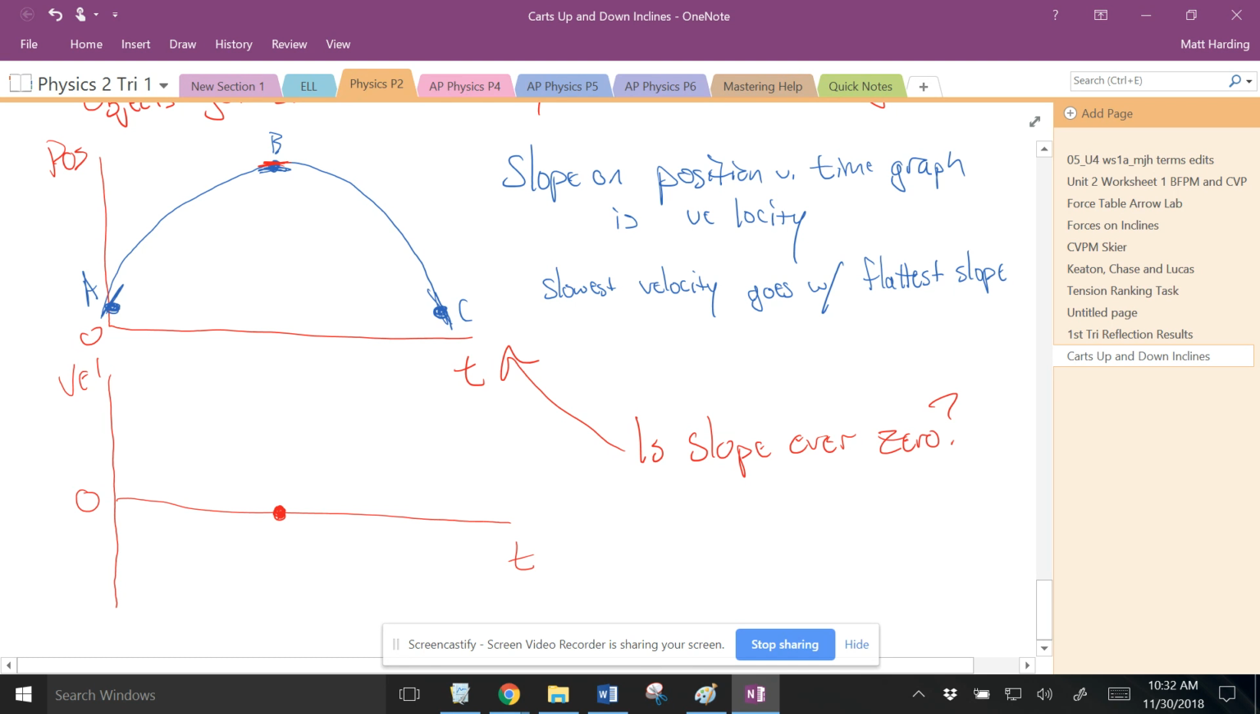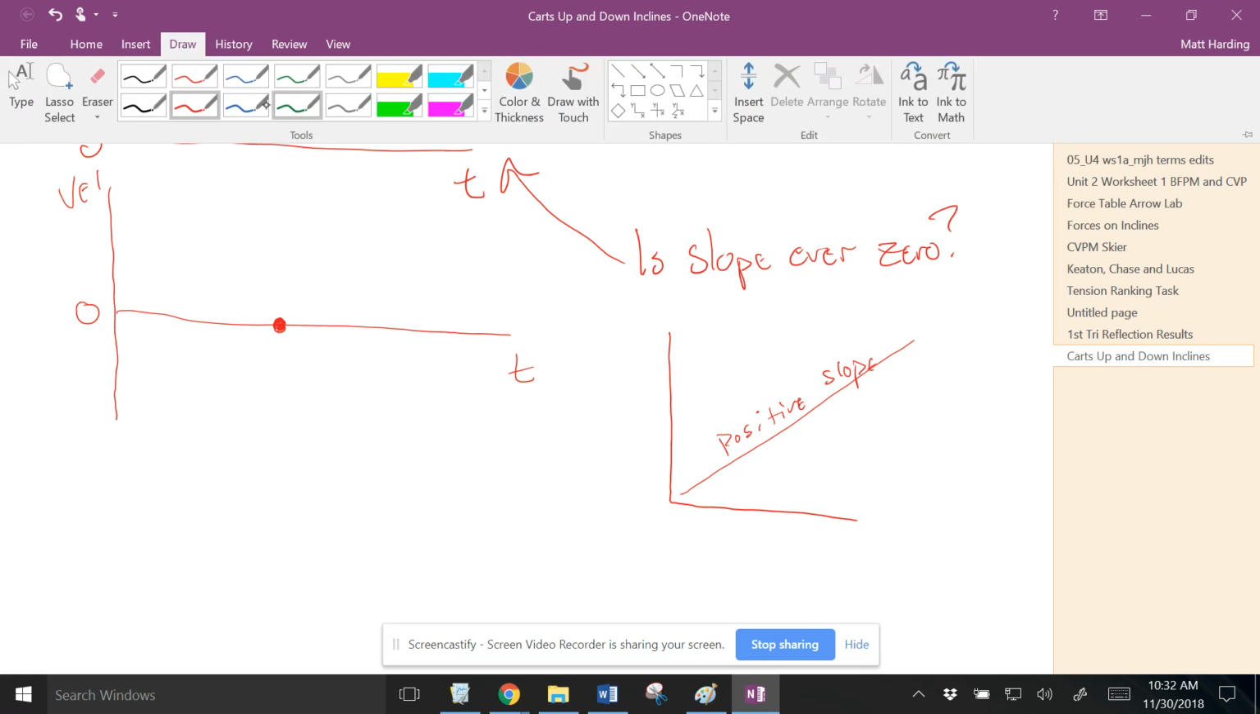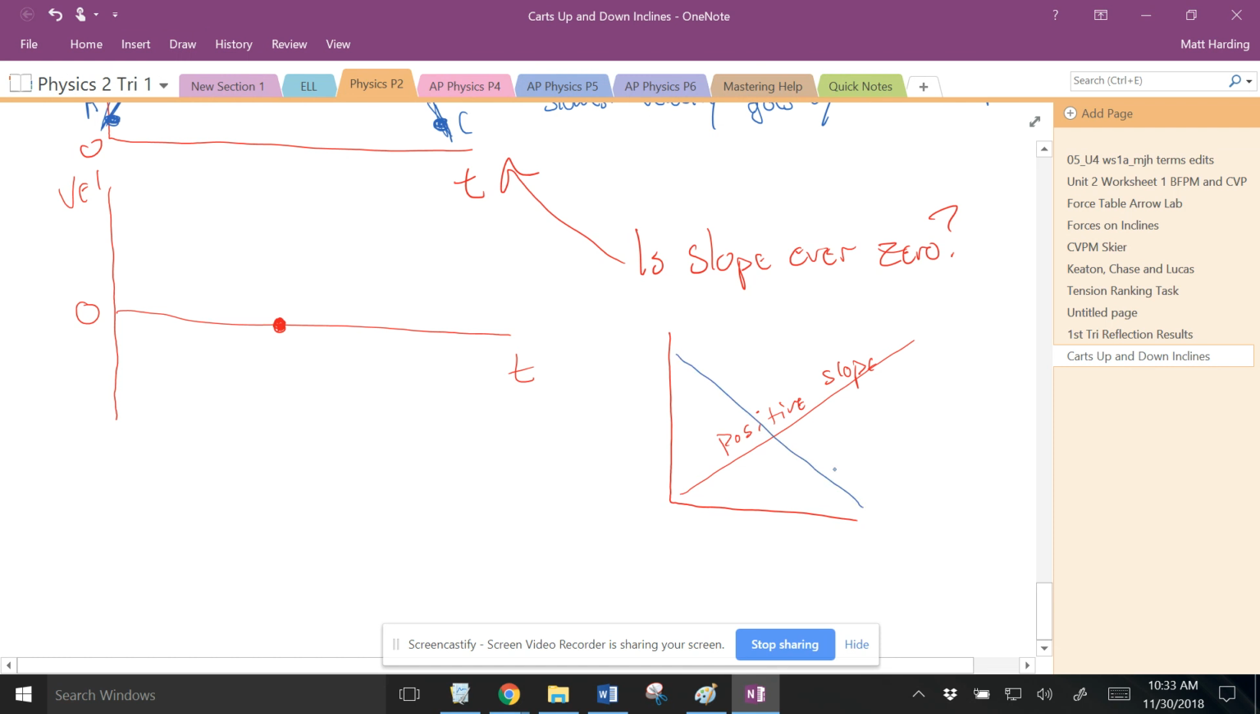So again, are you showing a velocity of 0 at that time on your velocity versus time graph? And then generally speaking, if we're looking at a graph, this is a positive slope. And this would be a negative slope. Okay, sloping up or sloping down.